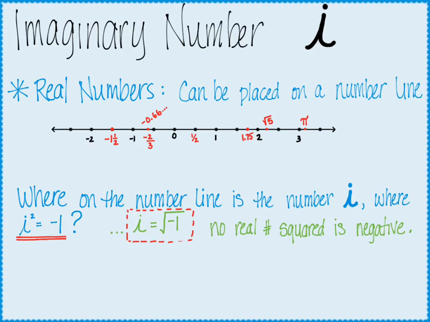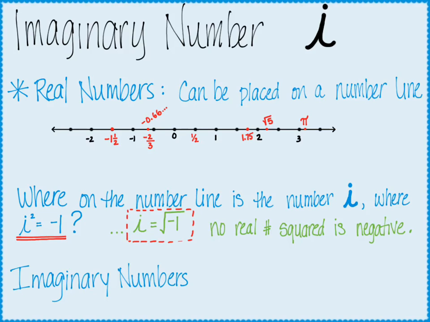And we know that no real number squared can be negative, because a negative times a negative is a positive, and a positive times a positive is a positive. So there's no real number that we can square to get this. So we call this part of an imaginary number, and there are infinitely many imaginary numbers. The i is just part of it.